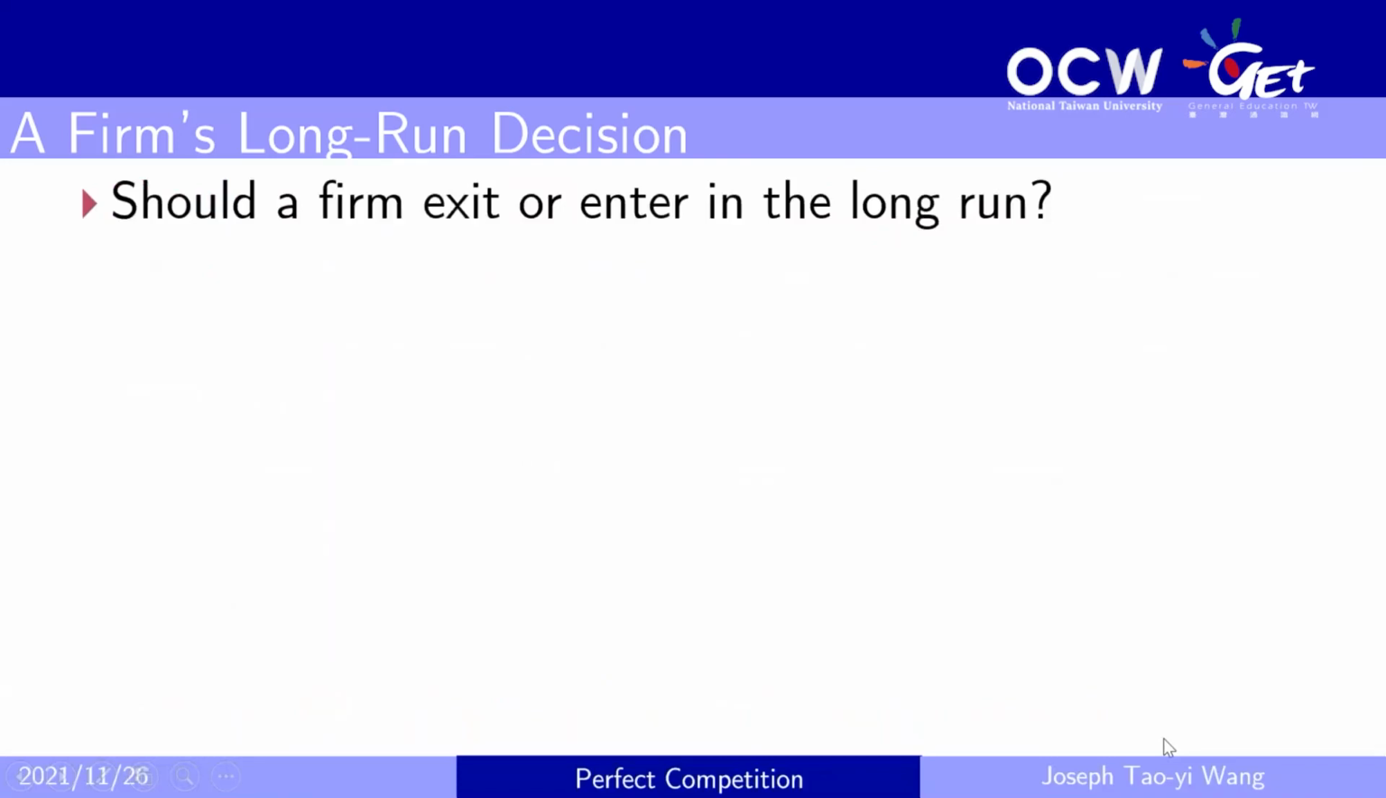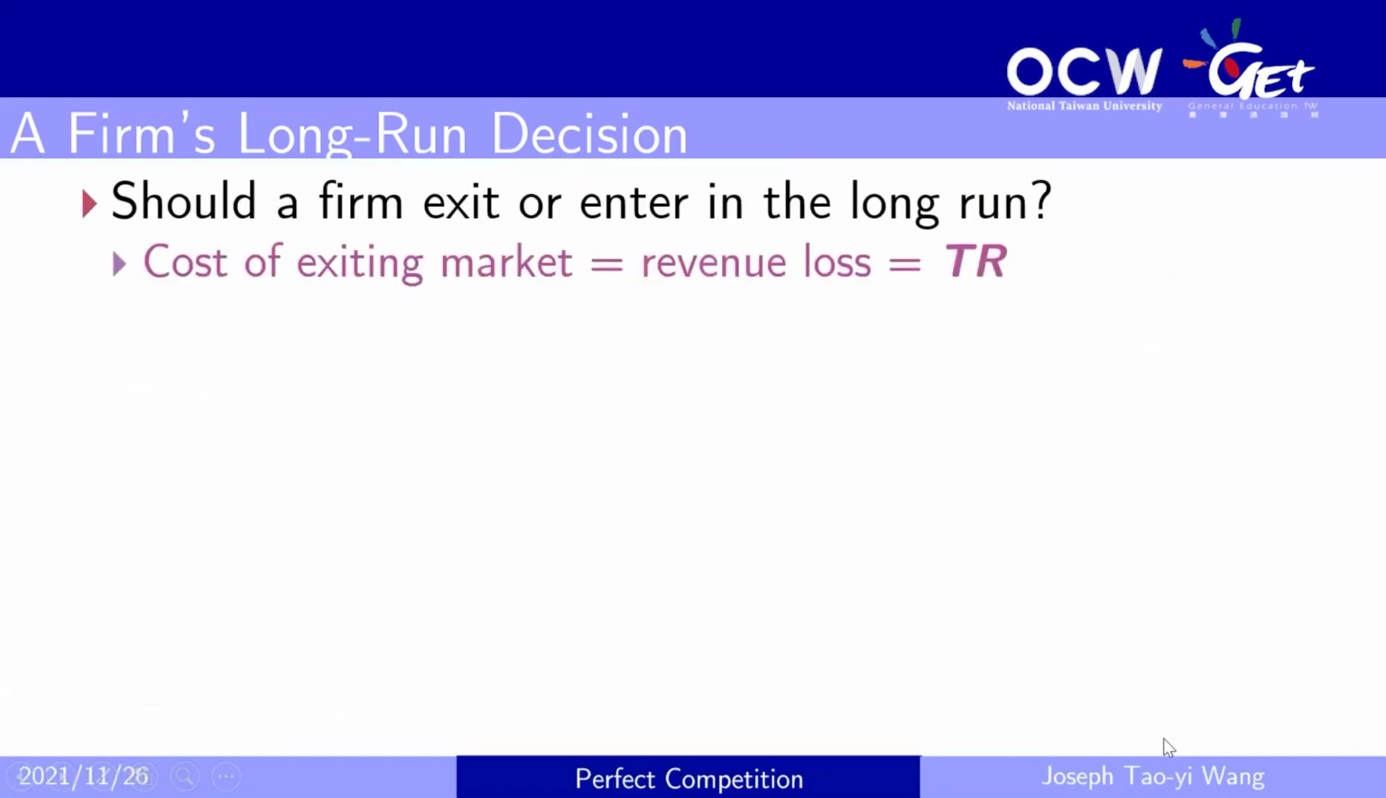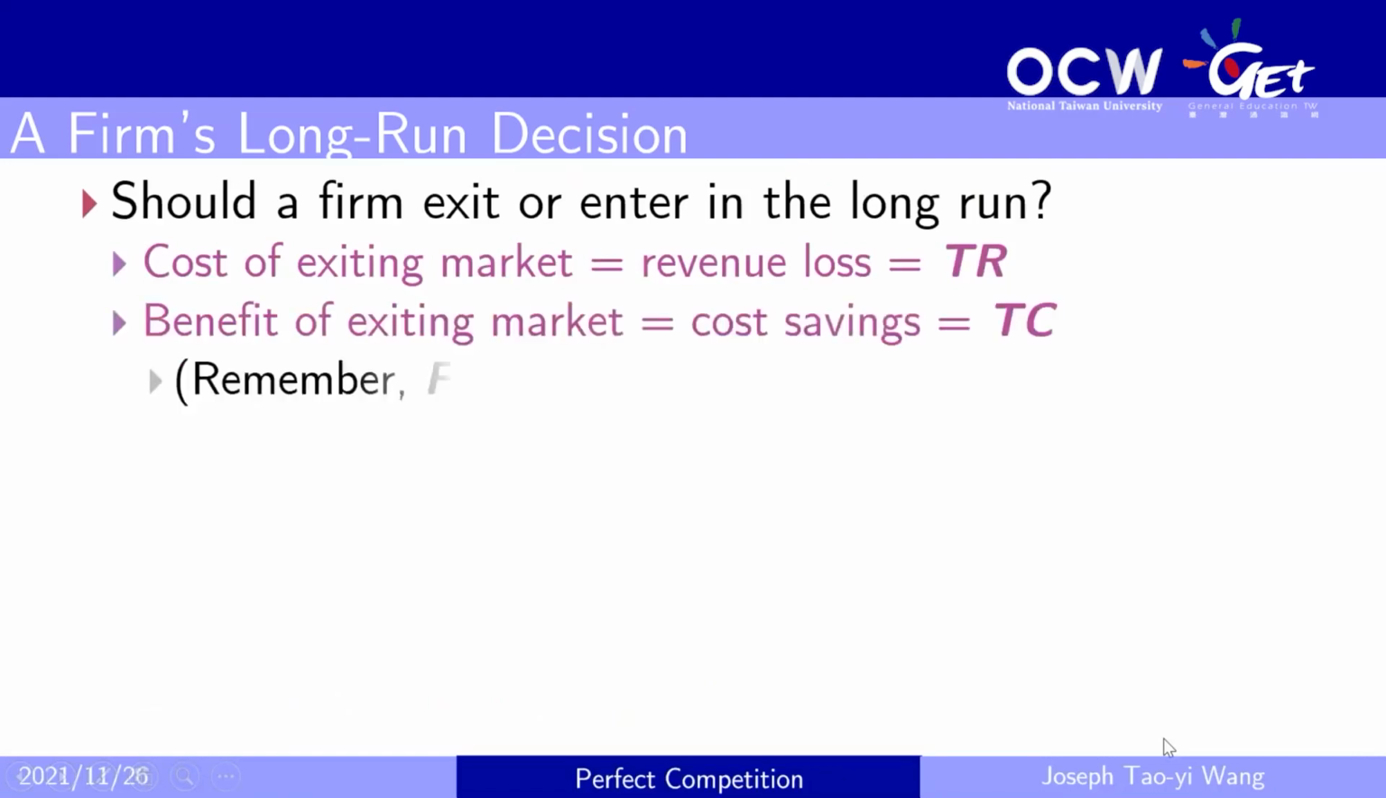And the key thing is that you should ignore sunk costs. Empirically, whether people ignore sunk costs, that's a difficult question. In the long run, the question is, should you exit or enter? The cost of exiting the market is that you lose your revenue, so you're giving up total revenue. And the benefit is you don't have to pay costs. Now it's the total cost, because there is no fixed cost in the long run. All of the costs are variable now.